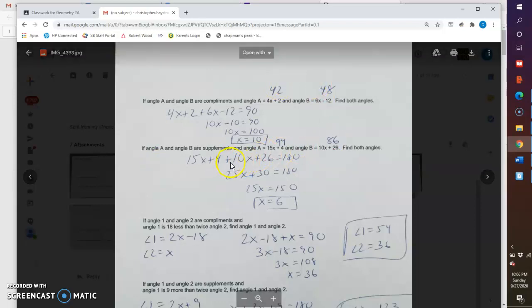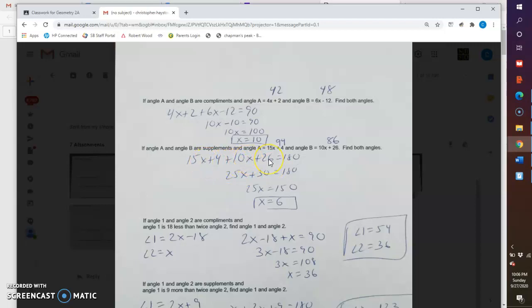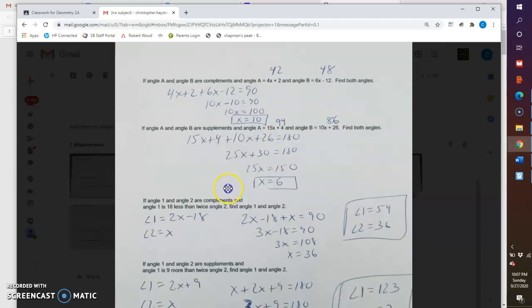Supplements, the only change is that after we add them together, we set it equal to 180. So that's something you do need to remember on the test. Complements are 90, supplements add up to 180. So I add these two together. I combine like terms, I get 25x plus 30. 25x equals 150, and my x equals 6. You plug that in, you're going to get 94 and 86, and they add up to 180.